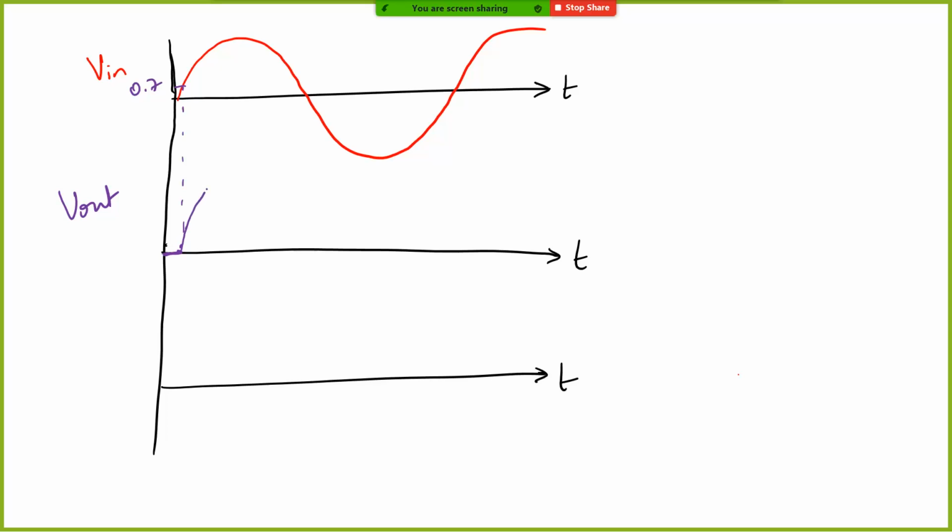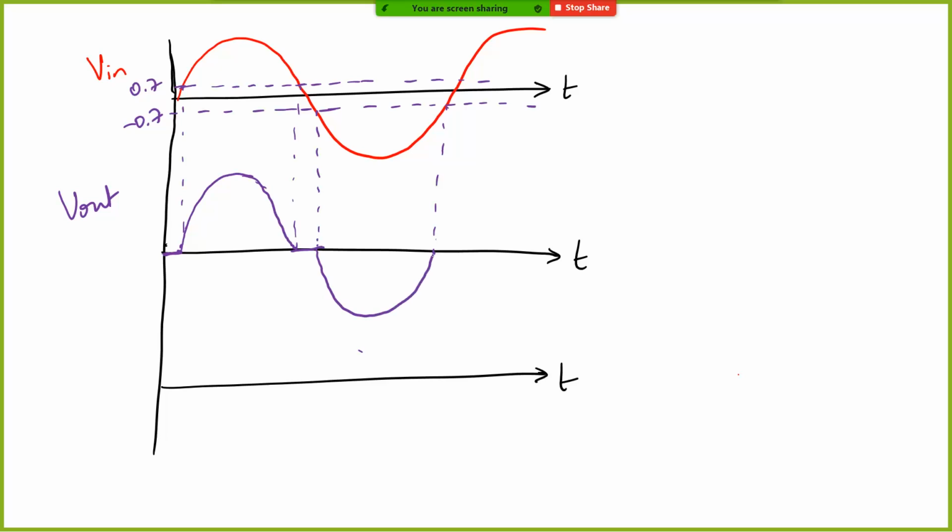After that, it's going to act as an emitter follower. Same way, let's say this is plus or minus 0.7. This is going to come back to 0 by this time, and my second transistor Q2 is going to start conducting only after this reaches minus 0.7. Then again Q1 is going to conduct only in the positive half cycle. So my output waveform is basically going to look like this.